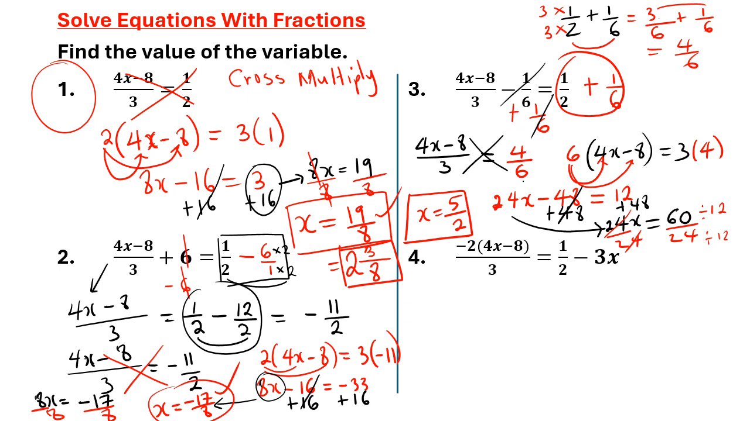So we have negative 3x on the right hand side of the equation. So we need to bring it over. Okay. So there's a trick now that I can share with you.